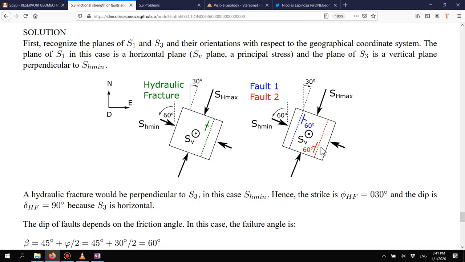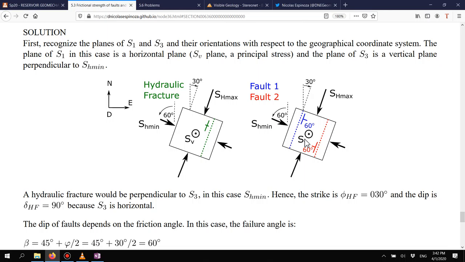And for this other solution, again, this is going to be the strike line, and it's going to be perpendicular to the minimum principal stress, the strike, but the plane is going to dip at 60 degrees towards the northwest. So I hope you can see this in three dimensions. To me, it's a little bit difficult to explain with this screen.